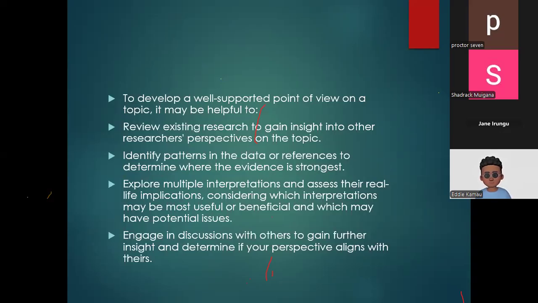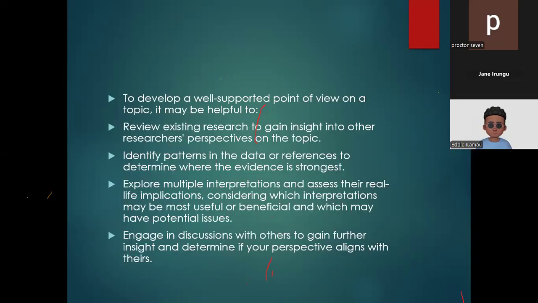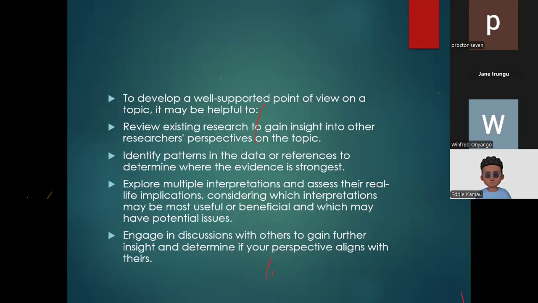So to develop a good argument, do the following. Review existing research. Do literature review. Read about artificial intelligence. Read widely. Read those who have said it's bad. Read those who have said it's good. And then you now choose the side. Number two, identify patterns in the data or references to determine where the evidence is strongest. So identify the side with the strong points. But even if the other one has strong points and you feel this one should be the side, then you must look for as much evidence as possible to support your side. But you must read well.